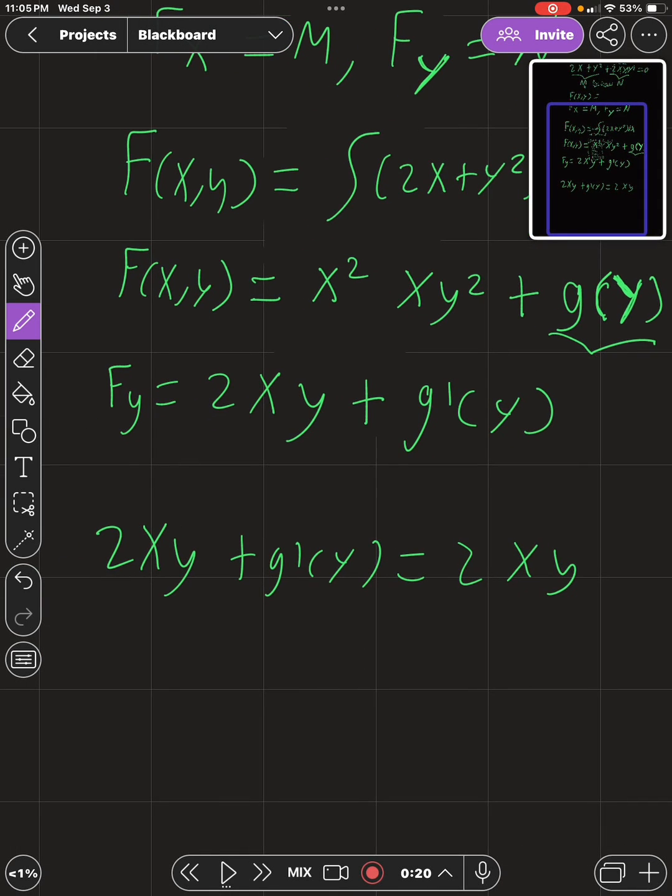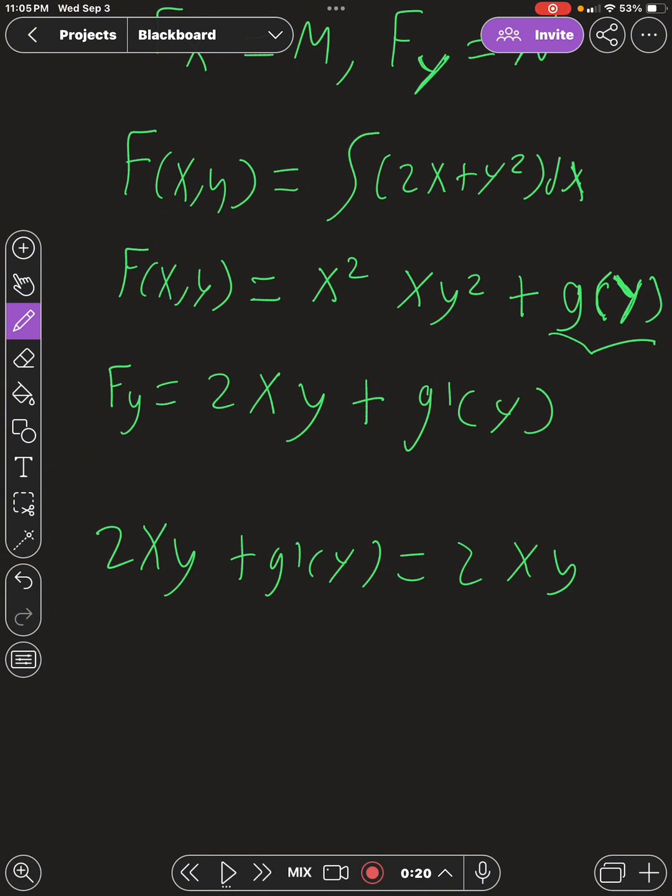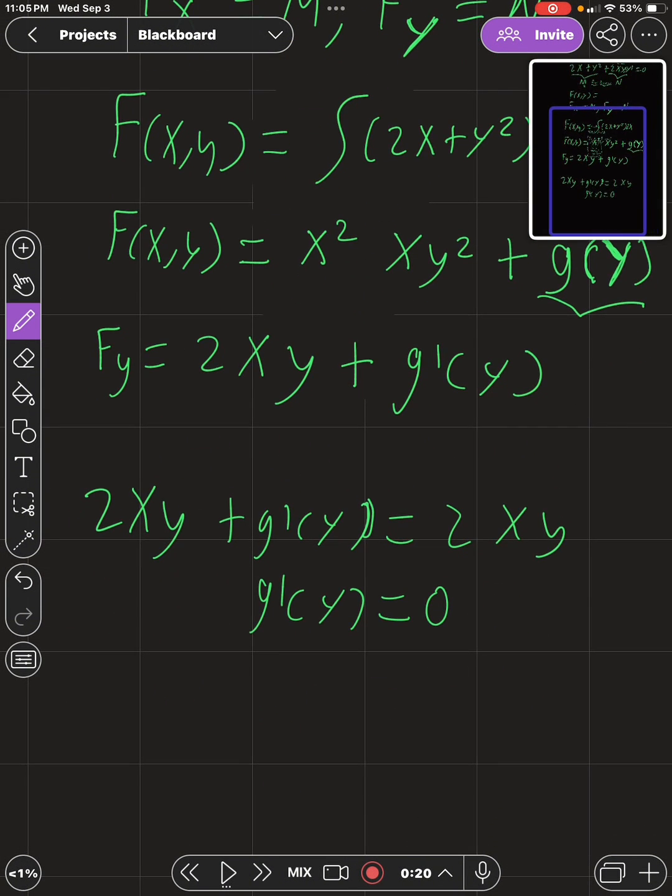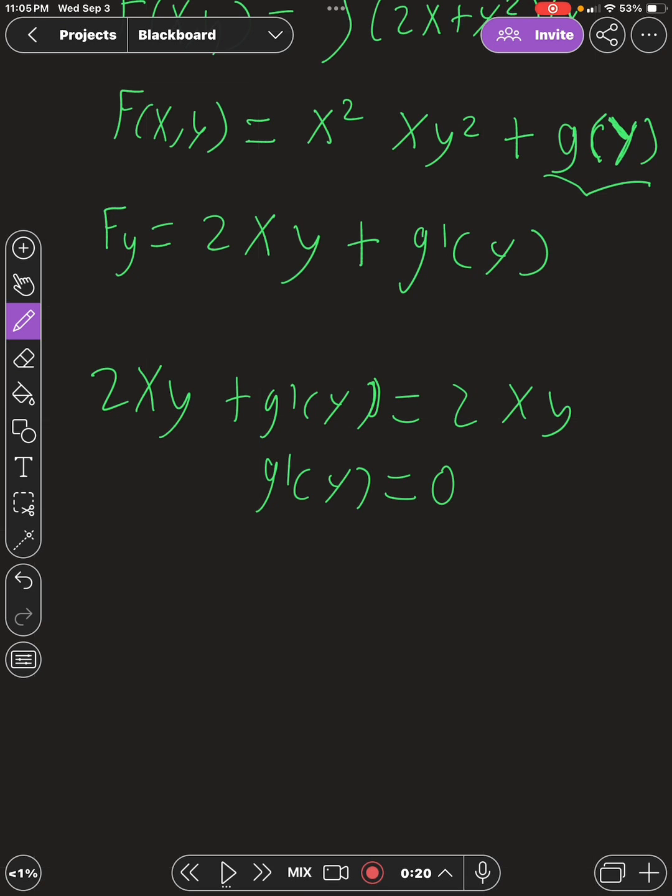So what can we deduce from here? Well, 2xy is on both sides. So we're really just going to get g prime of y is equal to 0. That's what we want to find here by setting these equal to each other. We really want to solve for the g of y term. So we have g prime of y is equal to 0.